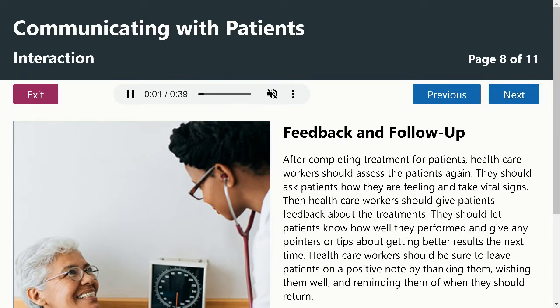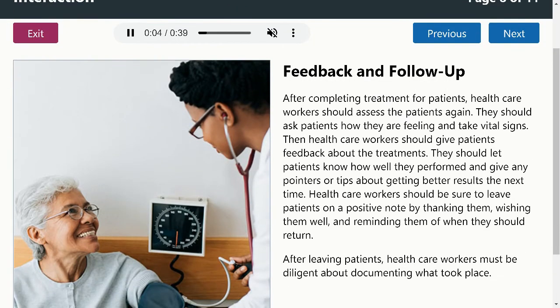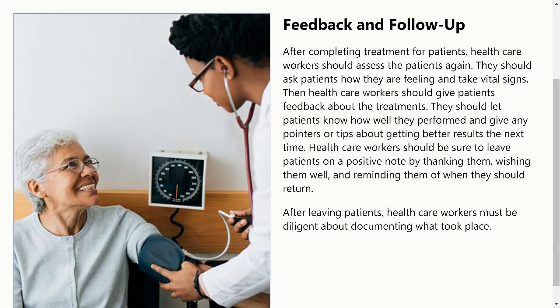Feedback and follow-up. After completing treatment for patients, healthcare workers should assess the patient again. They should ask patients how they're feeling, take vital signs. Then healthcare workers should give patients feedback about the treatments. They should let patients know how well they performed and give any pointers or tips about getting better results the next time. Healthcare workers should be sure to leave patients on a positive note by thanking them, wishing them well, and reminding them of when they should return. After leaving patients, healthcare workers must be diligent about documenting what took place.